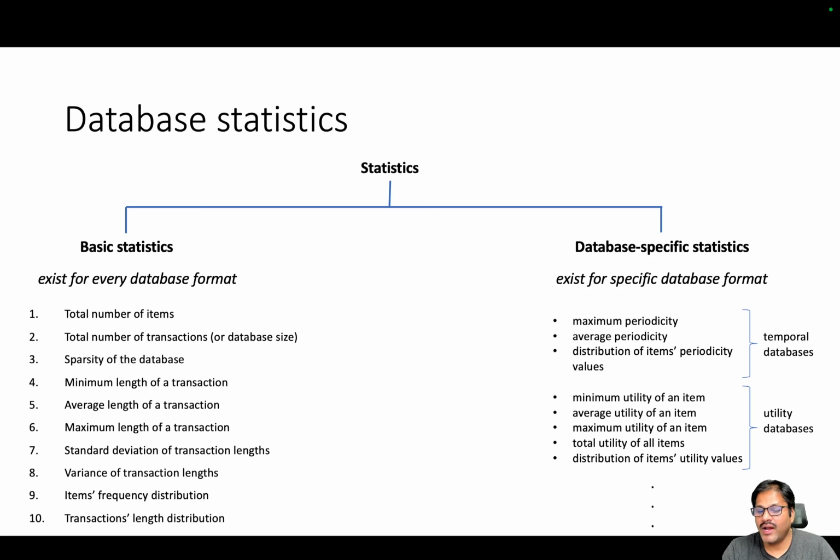The other set of statistical parameters are specific to the databases. If we look at data-specific statistics, then they change. For example, if your input is a temporal database, then we have additional statistical parameters such as the maximum periodicity found among all the items, the average periodicity of all the items, the distribution of item periodicity values, and so on and so forth. So when the user is trying to find the patterns, they first have to study these statistics.